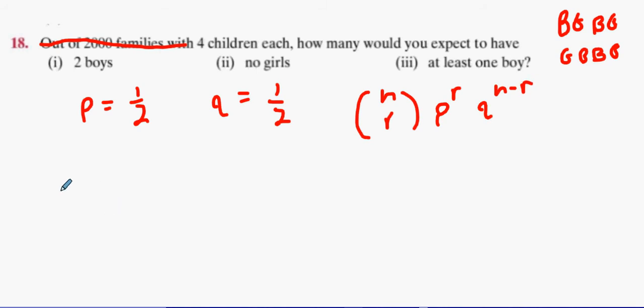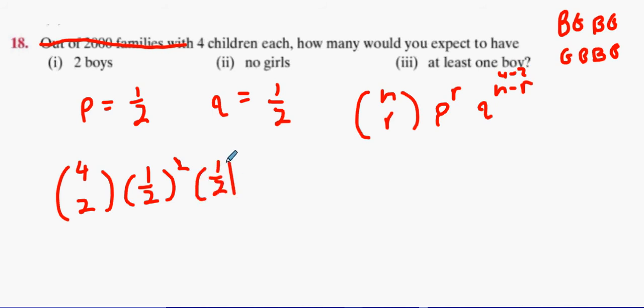Alright, you have 4 children in your family. You want 2 of them to be boys. This means you have a half to the power of 2, because the r value is 2, and then 4 take away 2 is also 2. So that's the probability, isn't it? What you need to do with this answer then? Multiply it by? What would you multiply it by? Multiply it by 2,000 and you should be able to figure out.